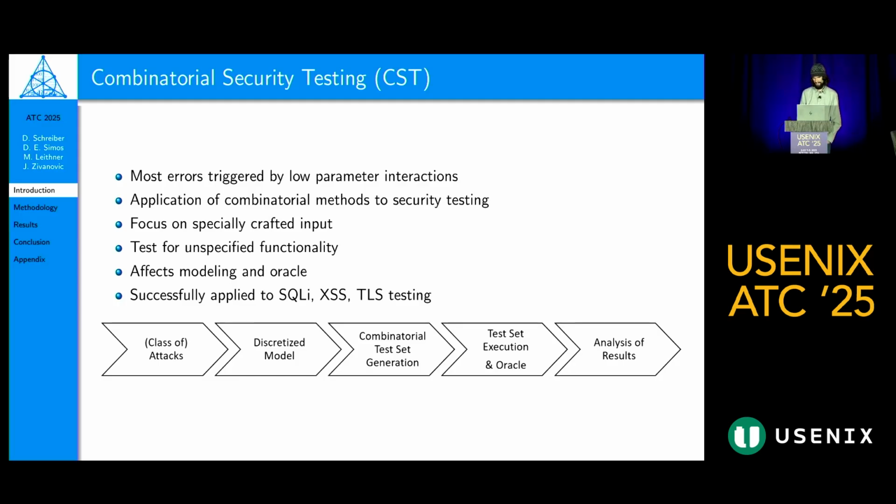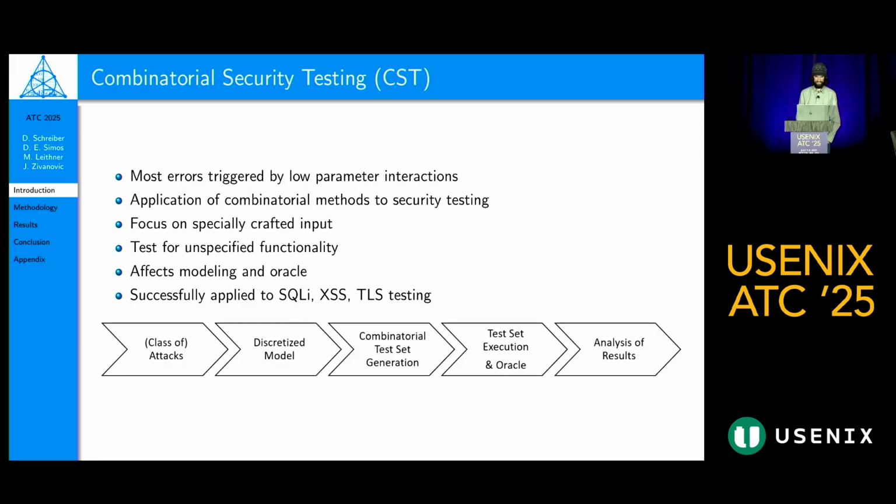Combinatorial security testing, or CST, is an extension of CT with the goal of applying combinatorial testing methods to the field of security testing. The main difference between the two is how the input models are created and the kind of errors that the oracles are trying to detect.